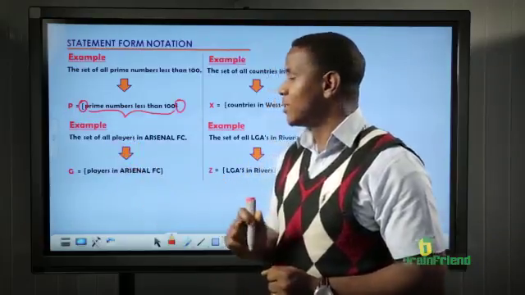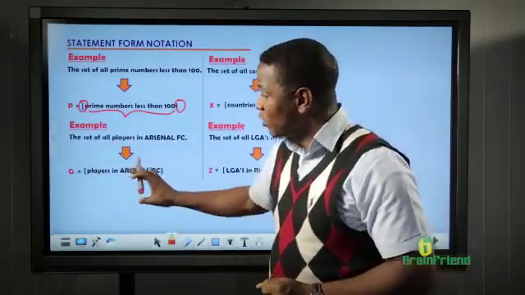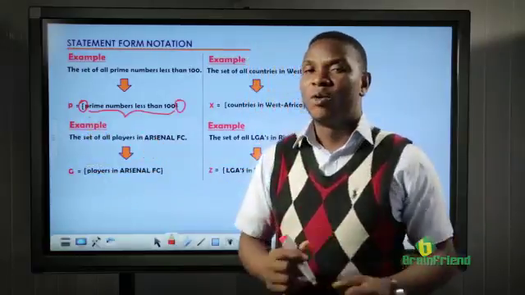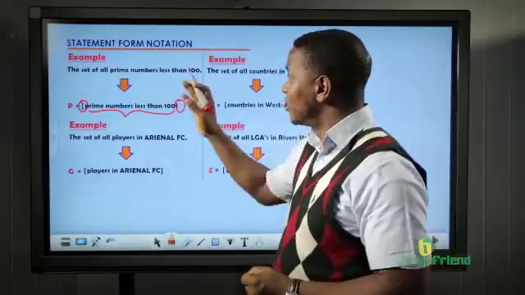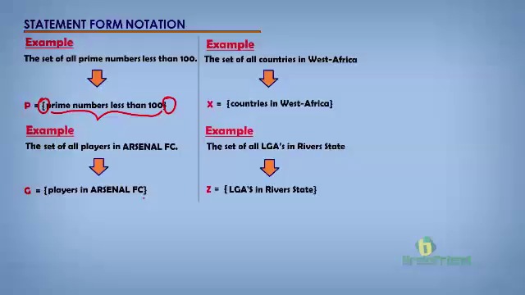The set of all players in Arsenal FC. If we were to list out all the players, we'll probably have like 25, 30 players, and that would be a long list. So the statement or prose method would simply write the given rule within our set here, which is all players in Arsenal FC, and it is written between our curly brackets. So our set G is equal to the set of all players in Arsenal FC. And that's how simple our statement or prose method is.